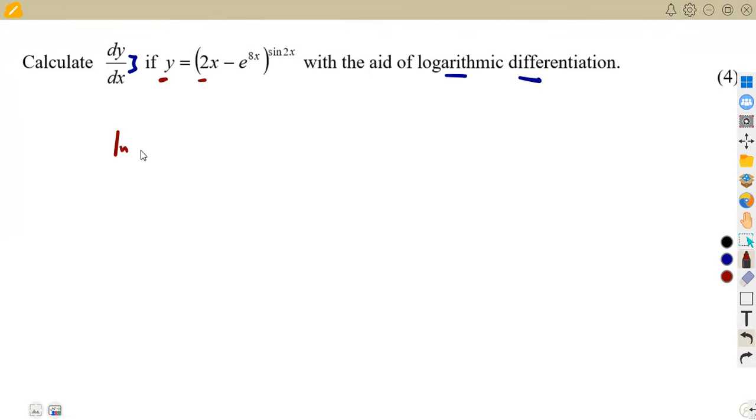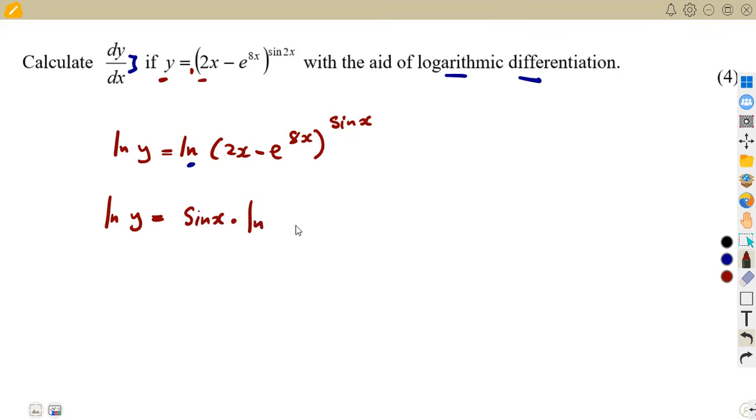So we're going to have ln y is equal to, we introduce ln here, the ln of (2x minus e to the exponent of 8x), everything to the exponent of sine x. Remember the law of logarithms that we used. Once we've got an ln, it's a log, so the exponent is going to be multiplied on our log. That means we have ln y is equal to sine x times the ln of (2x minus e to the exponent of 8x), like this. So this is what you're going to have.